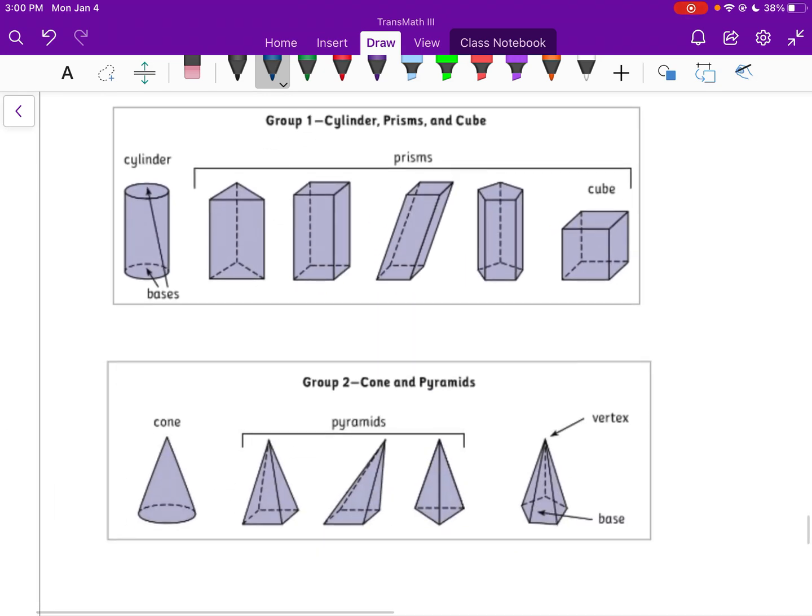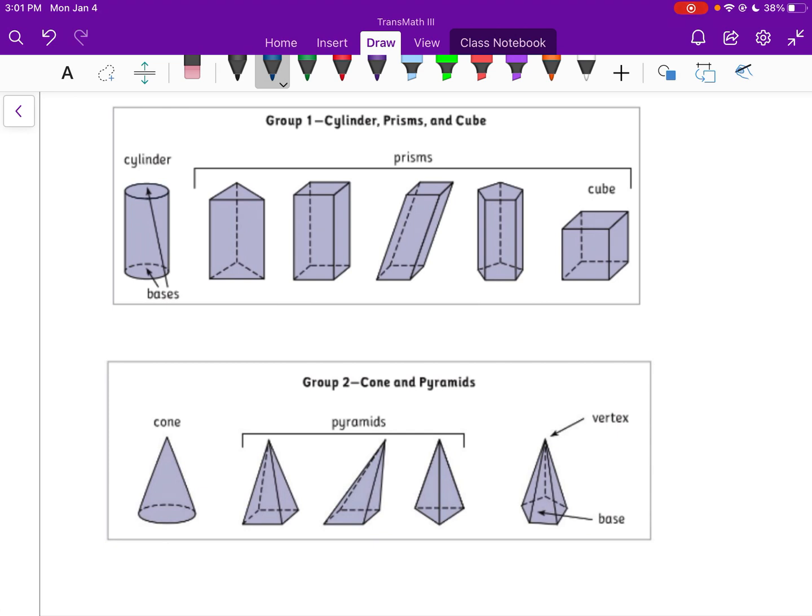Now, the 2 types of 3-dimensional shapes that we're going to look at are cylinders, prisms, and cubes, and cones and pyramids. What you're going to notice with the cylinders, prisms, and cubes is that they have 2 bases. Okay, 2 bases that are on top and bottom and are parallel to each other. That is what makes a cylinder, prism, or cube, that they have those 2 bases. And they are congruent. They are the same exact size.